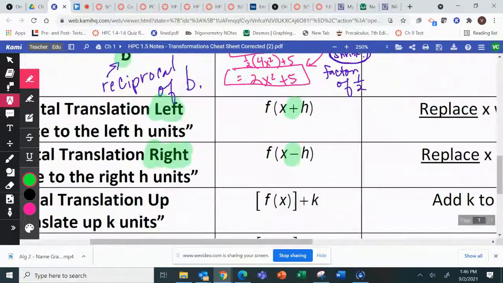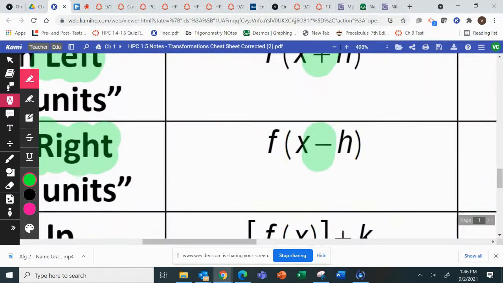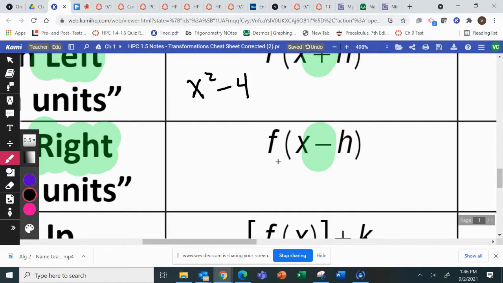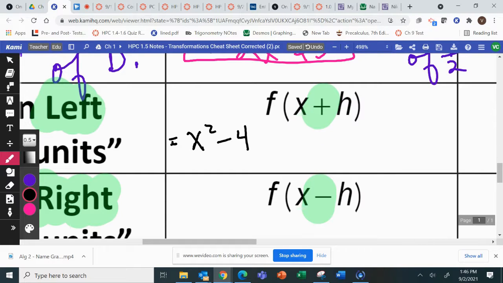Okay. So I need a function. Who wants to give me a function? Catherine, you give me a function? Okay. X squared minus 4. X squared minus 4. There's Catherine's function. And then, Catherine, can you tell me if I should do f of x plus a number and give me that number, or x minus the number? Like, you tell me what I'm doing.